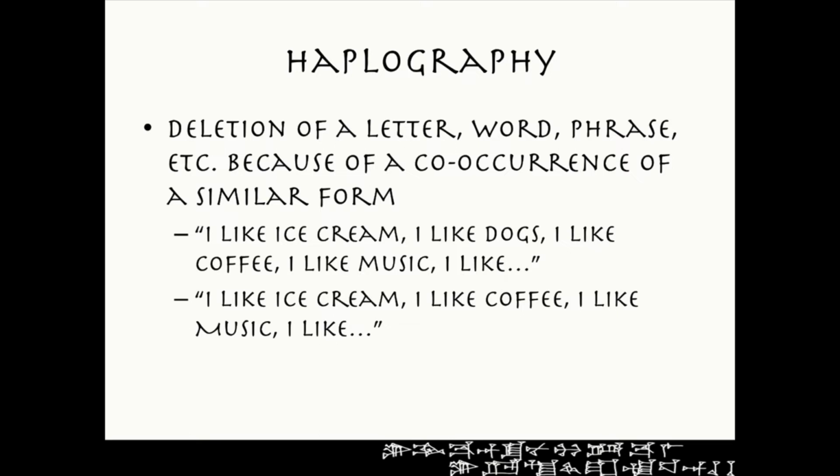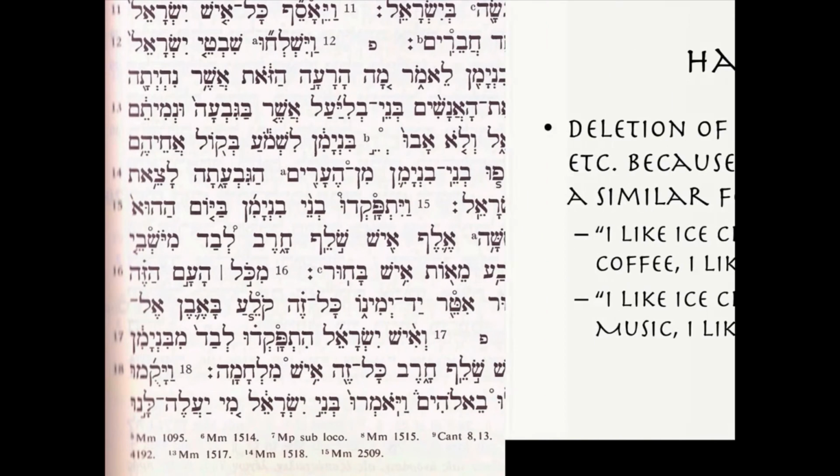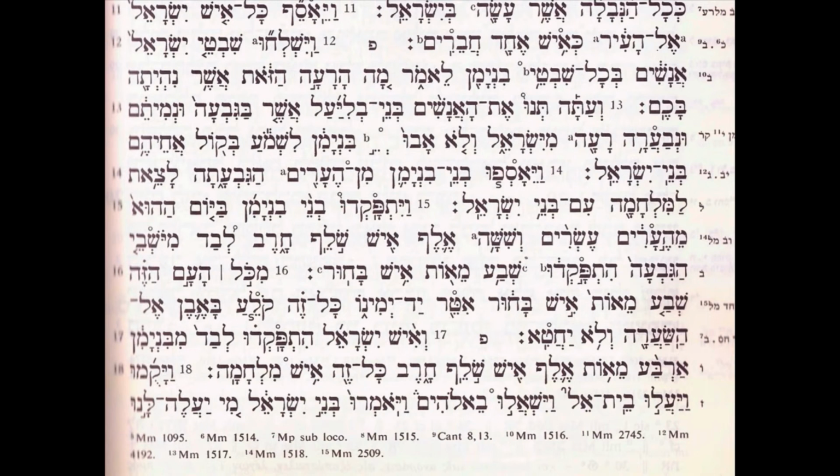So if you notice in the second sentence, I like ice cream, I like coffee, it skips over I like dogs because of the similar I like beginnings. This is a type of haplography. So in this text, the phrase b'nei, so b'nei Binyanim, so the sons of Benjamin.